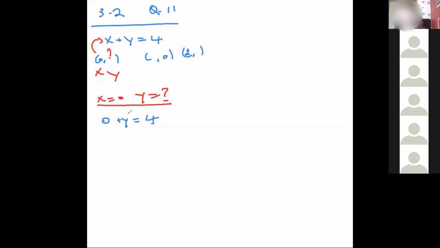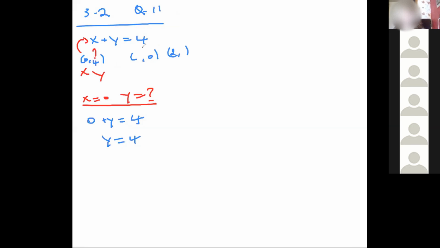What is 0 plus y? 0 plus y, everybody? What is 0 plus y? So 0 plus y will be y. It means y is 4. Okay, so the missing value here is 4. So we completed this one. Let's do the other one here.